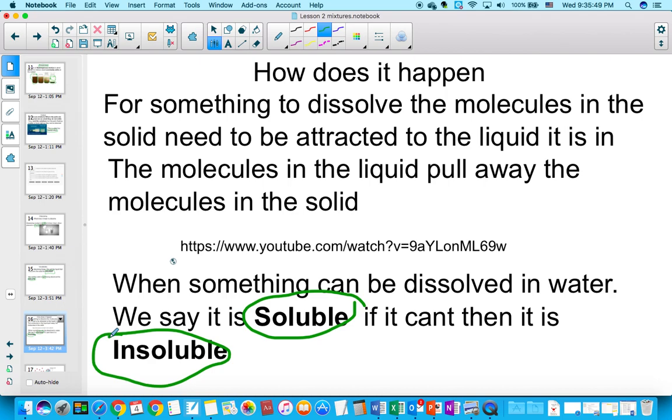What's something that doesn't dissolve into water? Let's say sand. Sand doesn't dissolve in water. You see it on beaches, you see it in the ocean, it's floating around. Well, then you could say that sand is insoluble. It doesn't dissolve. It doesn't break apart.